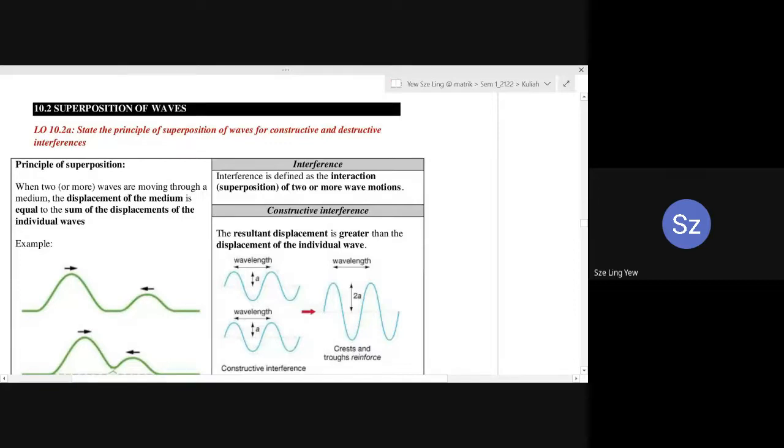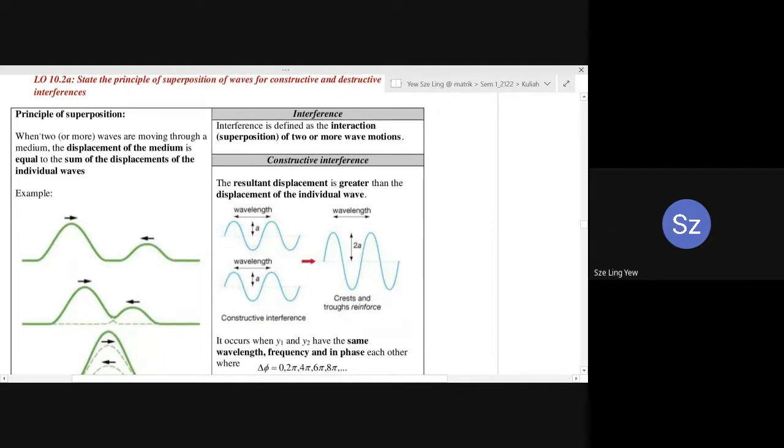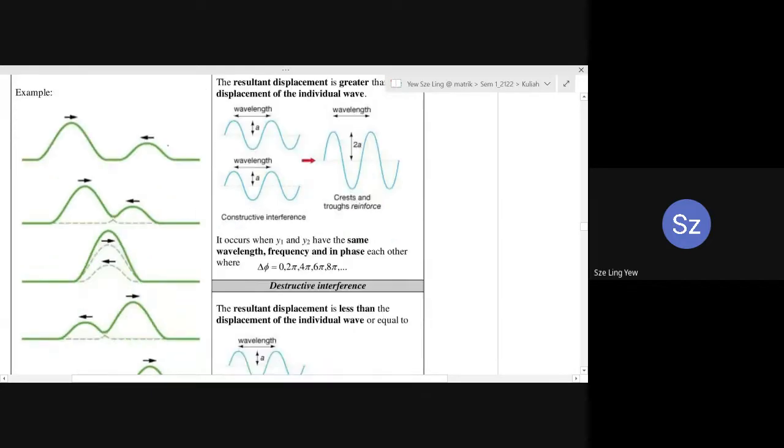Okay, now let us look at 10.2. 10.2: state the principle of superposition of waves for constructive and destructive interference. So principle of superposition, what does it mean? It means when you have two or more waves moving through a medium, the displacement of the medium is equal to the sum of the waves. So if you look at the example given, you have a wave coming from the left and one coming from the right. So what happens when the two of them meet and overlap with each other?